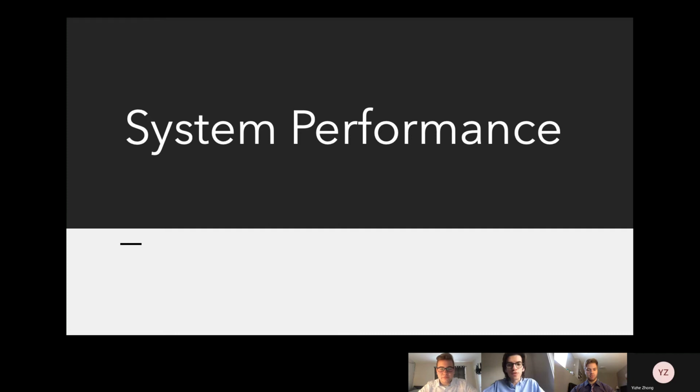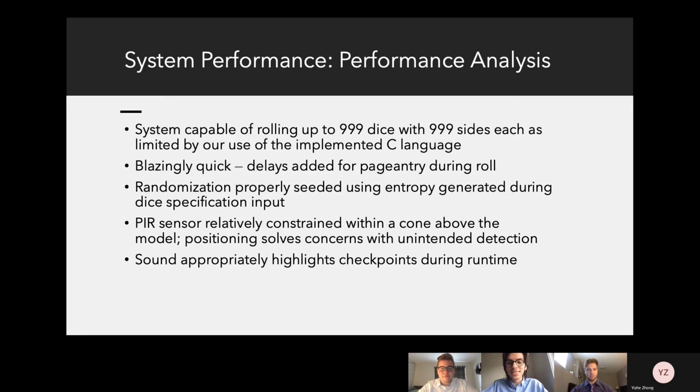Yeah, so in terms of system performance, the virtual dice roller exceeded all expectations set by the problem statement. Unfortunately, there is a lot to discuss here that we don't have time to cover in detail in this presentation, but thankfully that can be found in the supplemental final report. The system is capable of rolling 999 sided dice. This is limited by the C language. There are workarounds to allow for more, but we felt those were more than sufficient numbers. It does these rolls blazingly quickly.